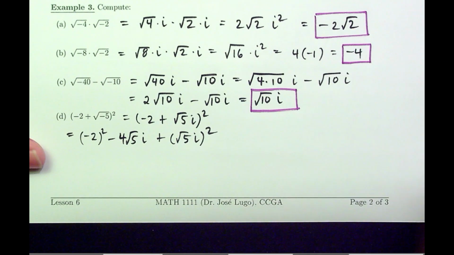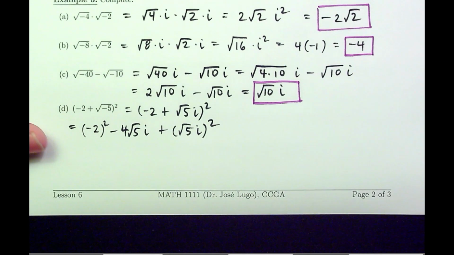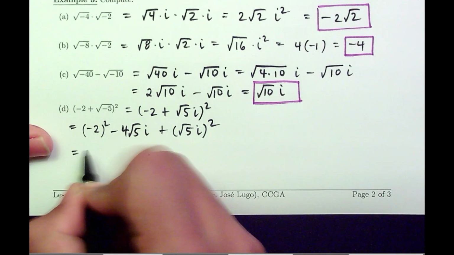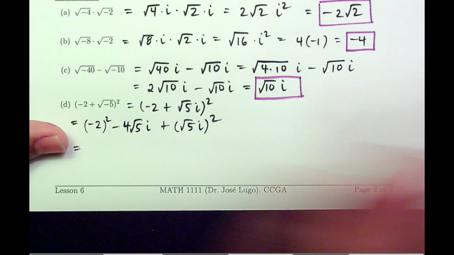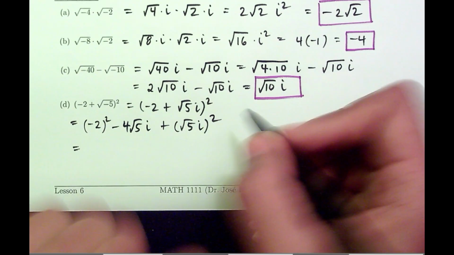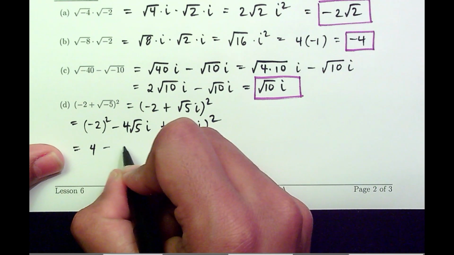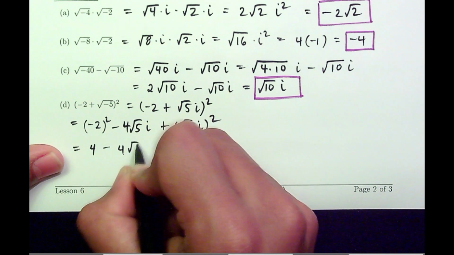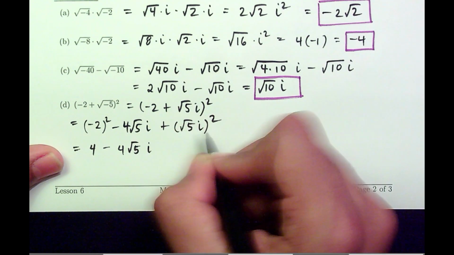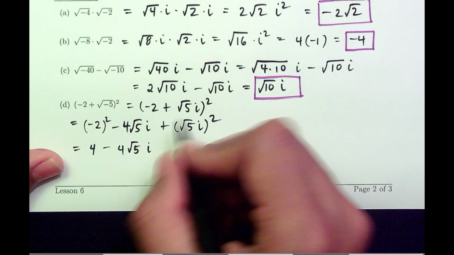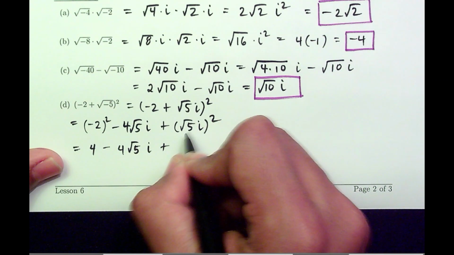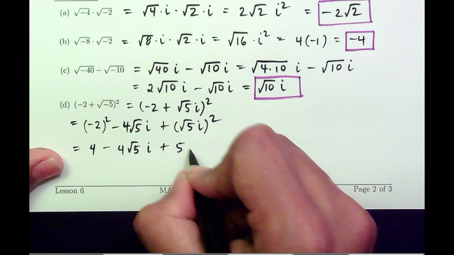Okay, and you can check that if you write it out twice and FOIL, you get the same thing. I mean, after simplifying. So this is going to be 4. What is this? It's going to be negative 2 squared is negative 4. Positive 4 minus 4 square root of 5i. And then how do you square that one? Well, you square both of them. Square root of 5 squared is actually 5, and then you get i squared.